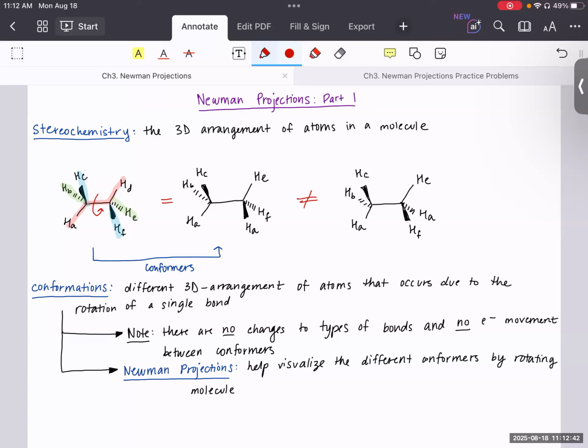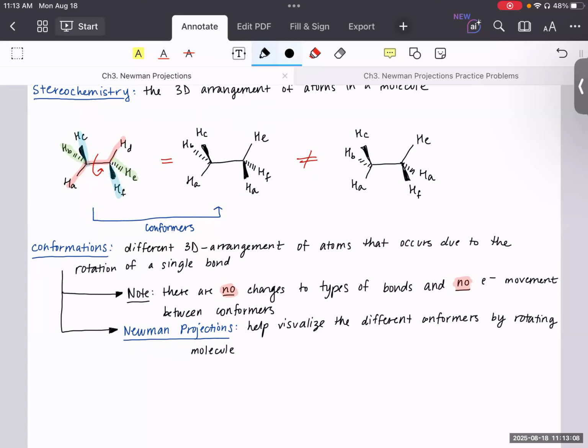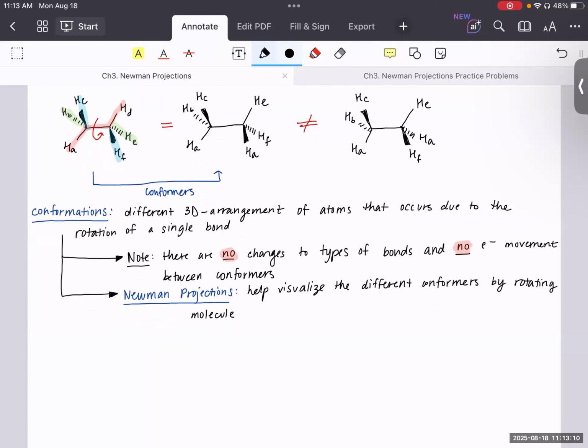But for the purpose of this video, we're looking at conformers. So we're just looking at what happens when we rotate around the single bonds and how we represent that using these Newman projections. And so it's important to note that there are no changes to the types of bonds and no electron movement between conformers. All we're doing is rotating that bond. And what we use those Newman projections for is to help visualize what those conformers look like in a more obvious way than if we were just to draw the skeletal representation.